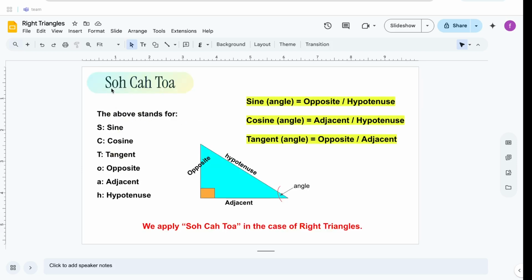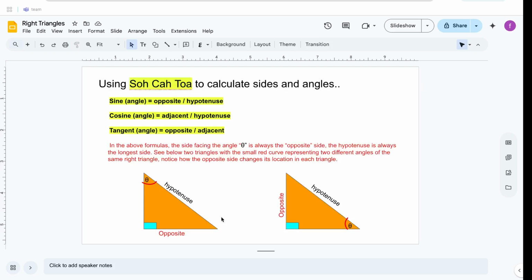So what does SOHCAHTOA stand for? The S stands for sine, the O stands for opposite side, the H stands for the hypotenuse, the C stands for cosine, the A stands for adjacent side, the H, as we said, stands for the hypotenuse, the T stands for tangent, the O again is opposite side, and the A is adjacent side. And remember, we apply SOHCAHTOA whenever we are dealing with a right triangle.